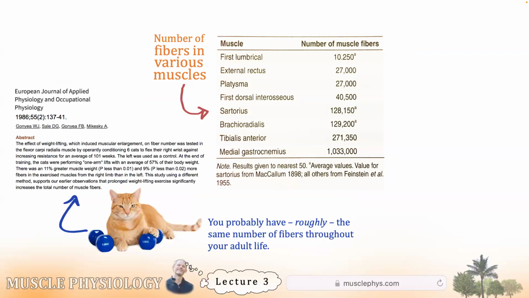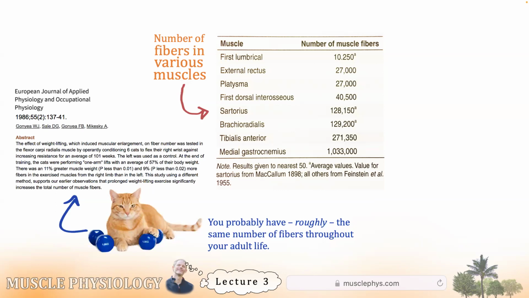There are different amounts everywhere throughout the body. This isn't an anatomy class, so you don't need to know any of these muscles, but we'll touch on them for the sake of context. The first lumbrical, that's in your hand, right? The back of your index finger, pretty much right next to the first dorsal interosseous, which is between your thumb and index finger. There's about 10,000 fibers in the lumbrical and 40,000 in the interosseous.